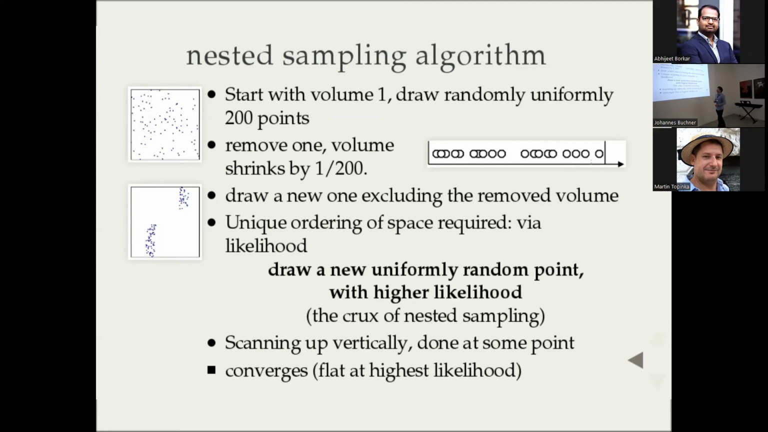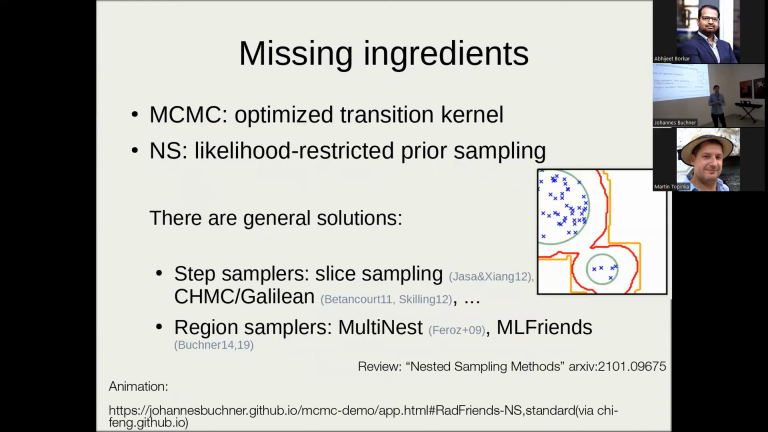But I haven't explained how you actually sample a new point from your prior that is a better fit than the point you just took out. That's the missing ingredient to this framework of nested sampling, and it's similar to the transition kernels in MCMC algorithms. In nested sampling, there are also several variants based on how you do this likelihood-restricted prior sampling. But the nice thing is they're very general solutions that perform very well over a wide variety of models. And one very popular method to efficiently sample new points was proposed by Feroz.